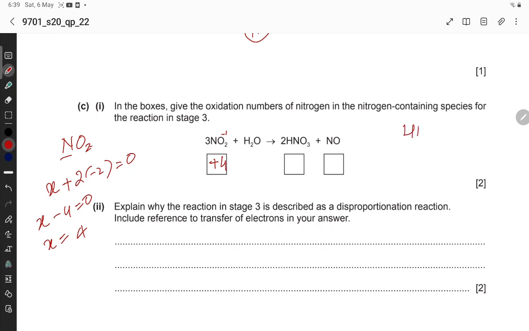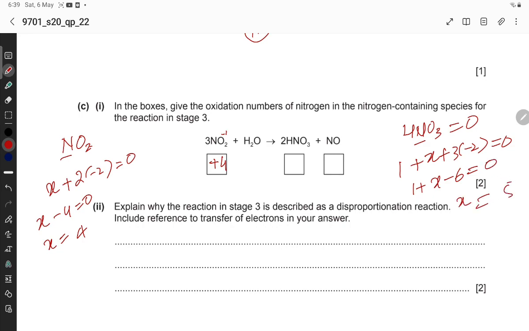Similarly, for HNO3: x plus 1 plus 3 times minus 2 is equal to 0, so 1 plus x minus 6 is equal to 0, x is equal to plus 5. And similarly for NO: x plus minus 2 is equal to 0, x is equal to plus 2. So this is the oxidation state of nitrogen in nitrogen monoxide.